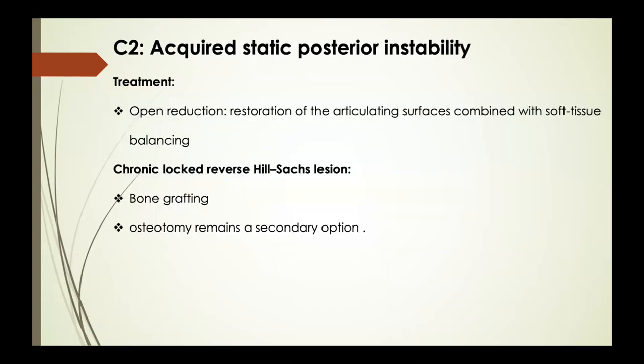For this acquired lesion, we should go for an open reduction and restoration of the articular cartilage combined with soft tissue balancing. In case of chronic locked severe Hill-Sachs lesion, we should go for bone grafting, which represents the joint preservation treatment of choice. Rotational osteotomy remains the secondary option.